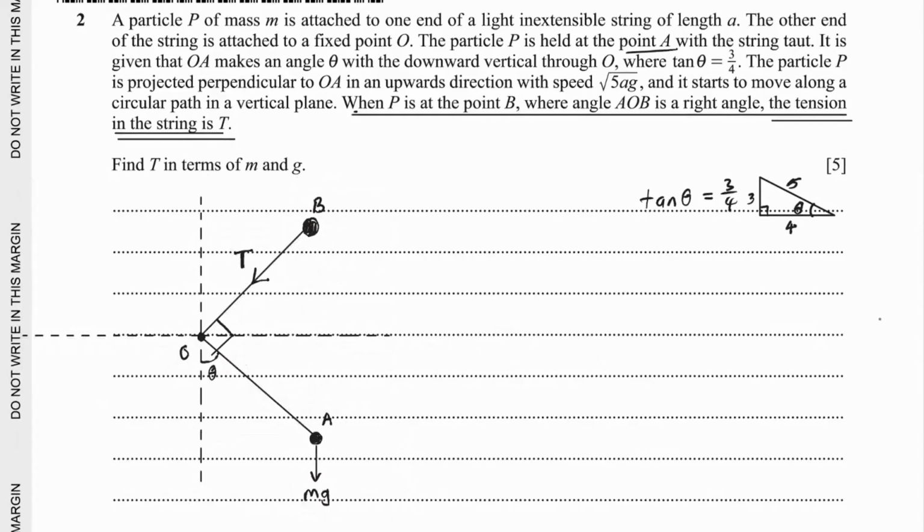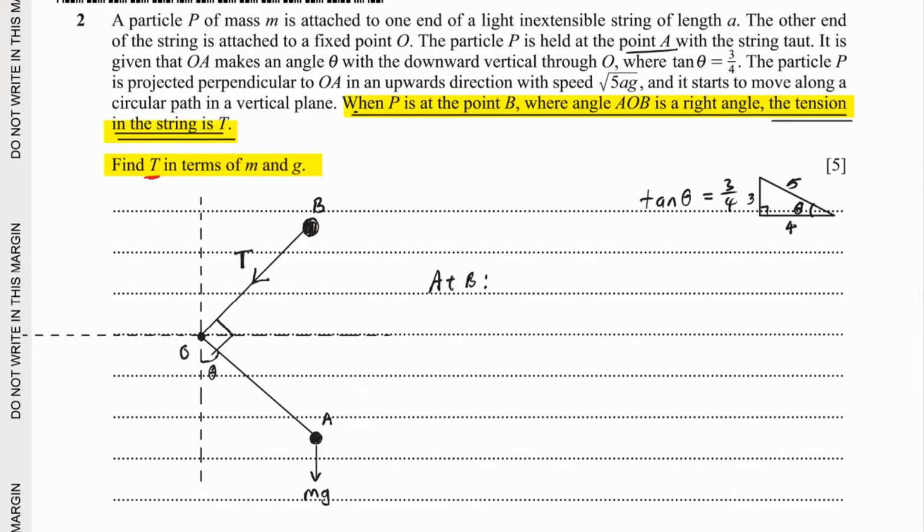All right. Right, so the question says we should find T in terms of m and g. So the key part is where they say that when P is at the point B, where angle AOB is a right angle, the tension in the string is T, and they want us to find T in terms of m and g. All right, so let us consider what's going on at B.